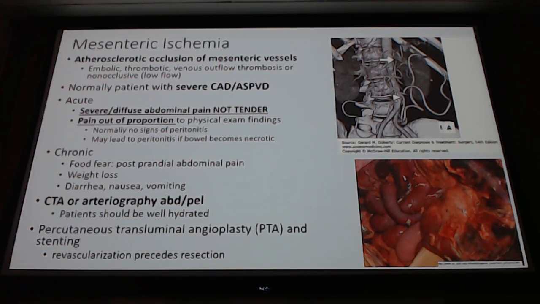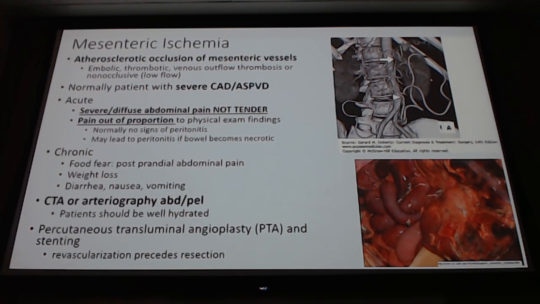Right? If it's chronic, we see a lot of food fear. You have these little cachectic people, your vasculopaths, and they just don't want to eat because every time they eat, they have belly pain. It increases their pain. Every time they try to make their belly work, it increases their pain.